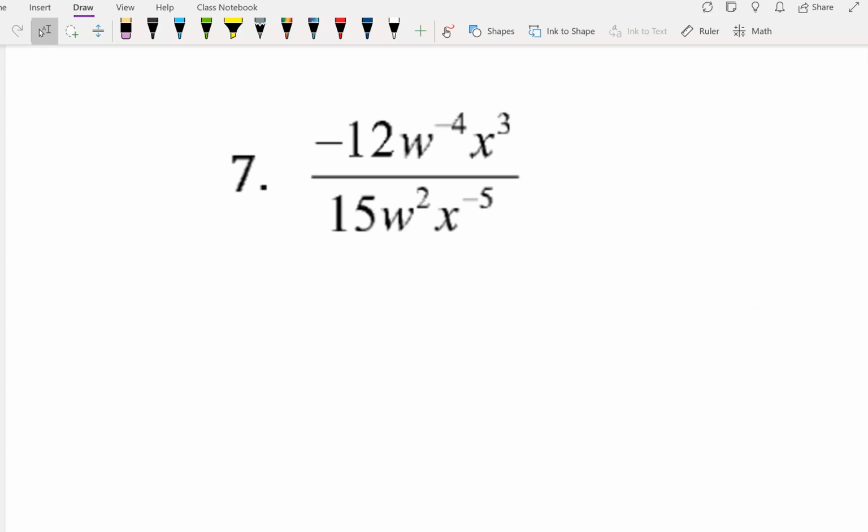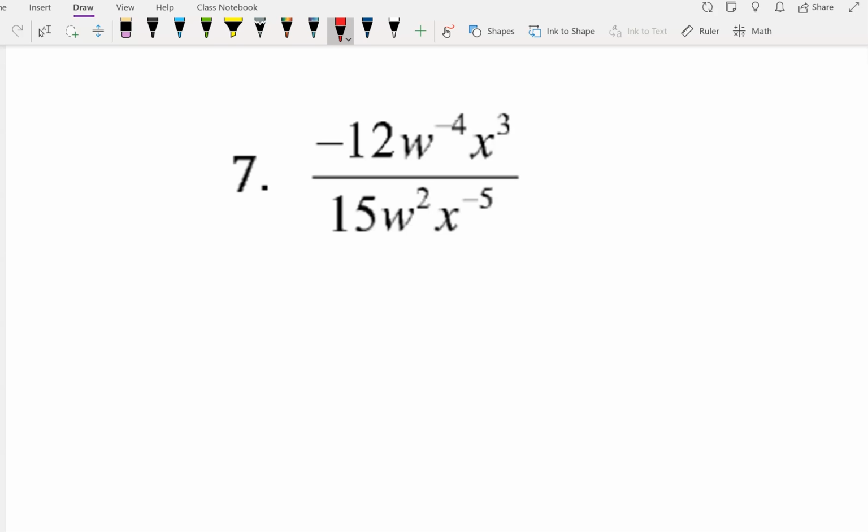Okay, next thing. On this one, we have coefficients as well. So I'm going to deal with the coefficients first. Once I've reduced those, then I'll deal with the w's. Once I've dealt with those, then I'll deal with the x's. So, negative 12 over 15, the coefficients are just normal numbers. I treat them like I would a normal fraction.